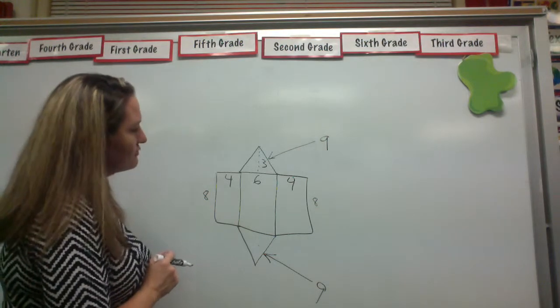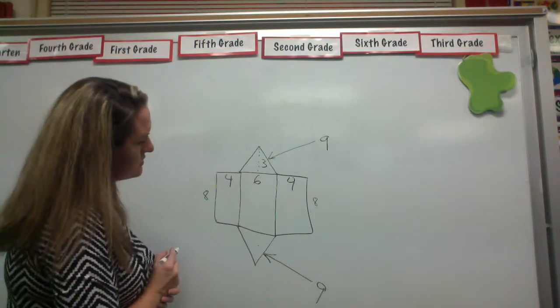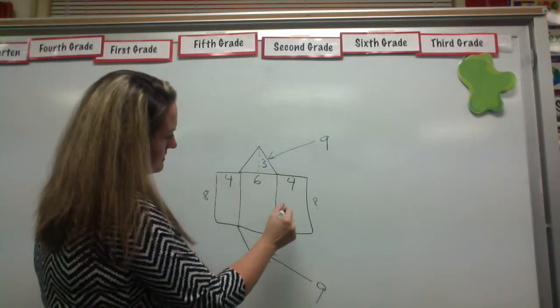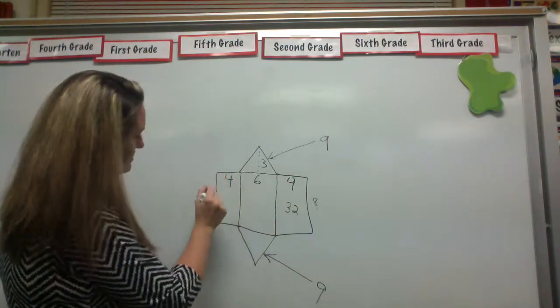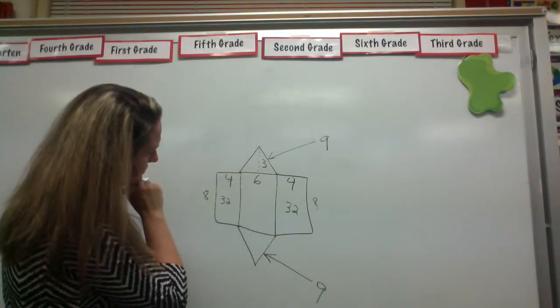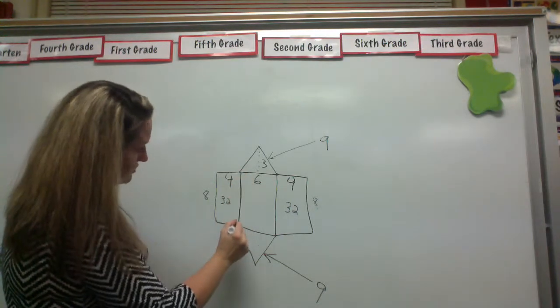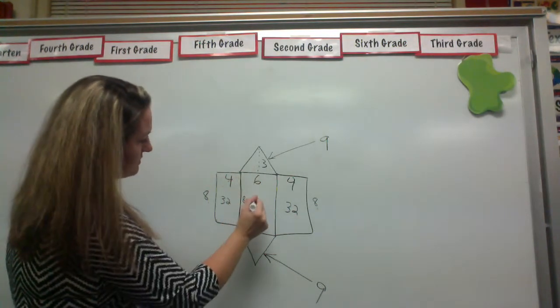All right, now we've got these 3 different size rectangles in the middle. So let's look. This is 4. That's 8. So 4 times 8 is 32. And this will be the same thing, 4 times 8, 32. This one right here is a little different shape, so let's see what we got. This is 6. Well, this is also going to be 8 because it's the same length as that. So this would be 48.